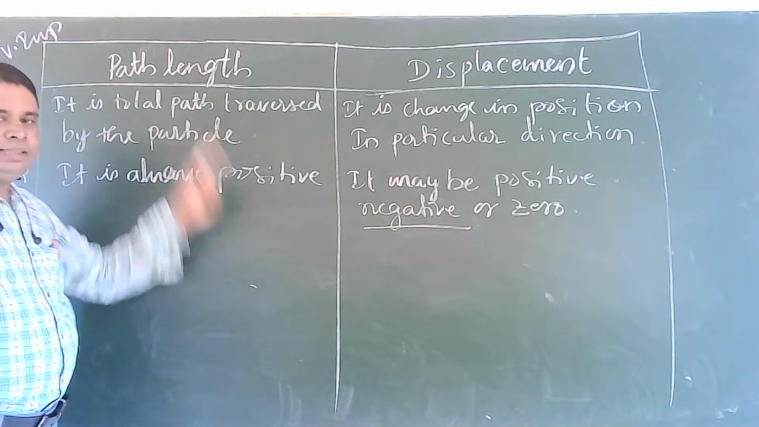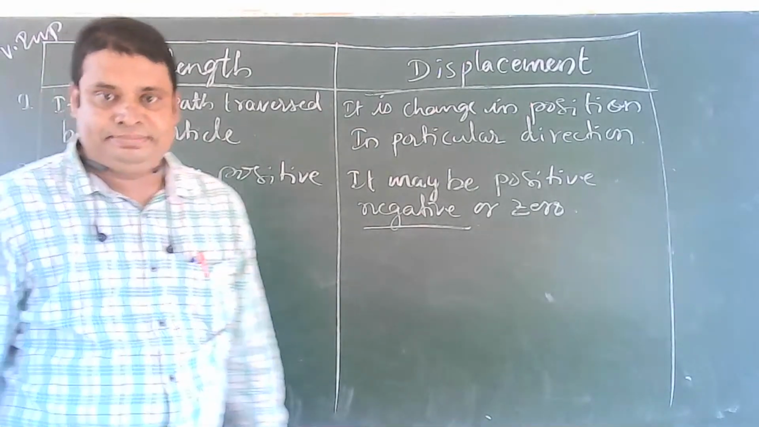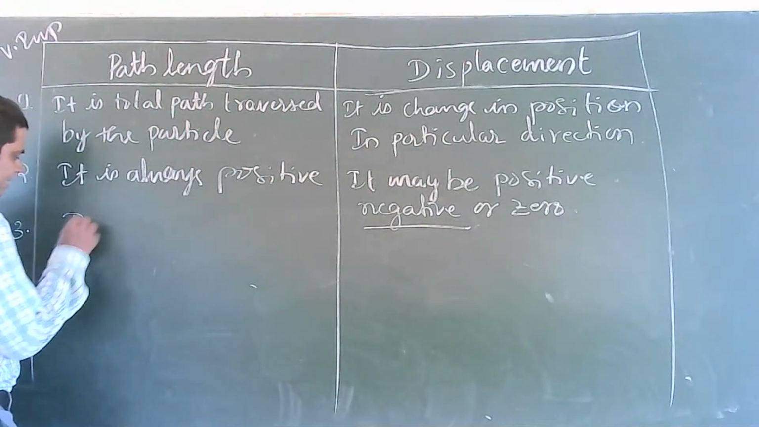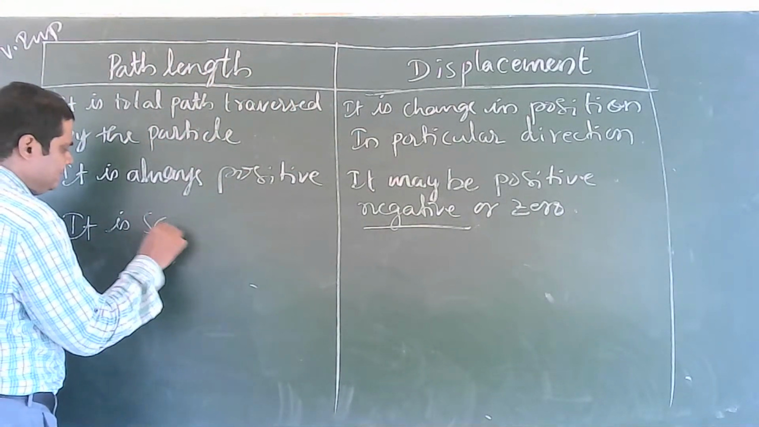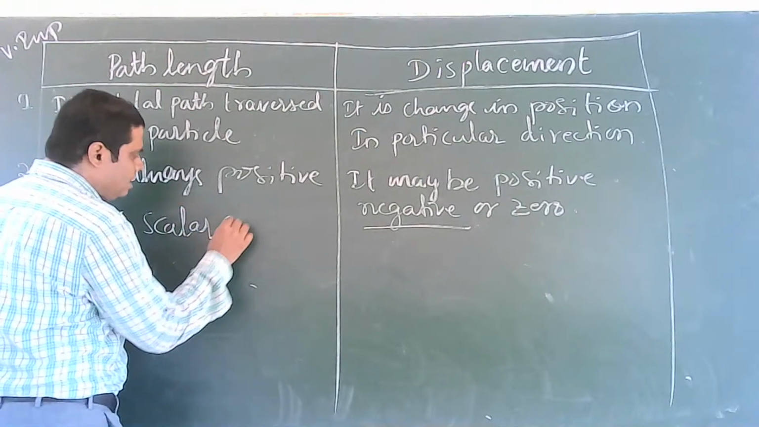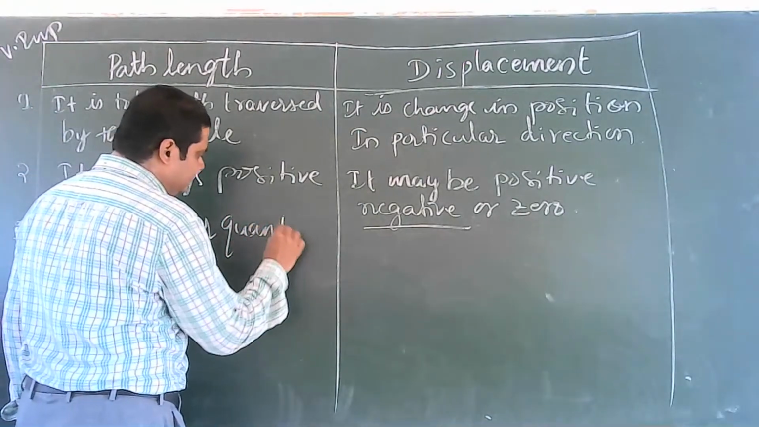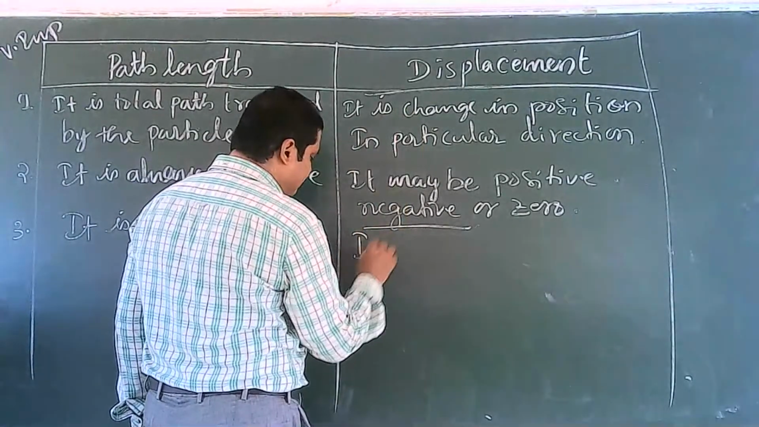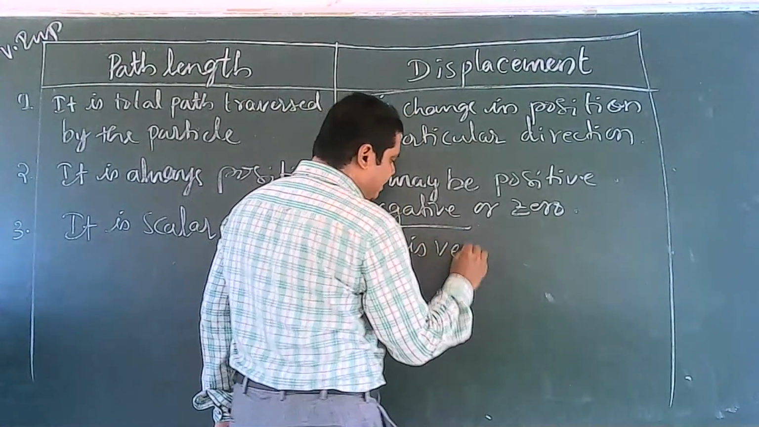Very important, path length has no direction. Hence, such physical quantities are called scalar quantities. Whereas your displacement is a vector quantity.